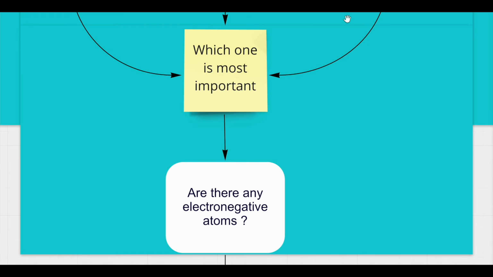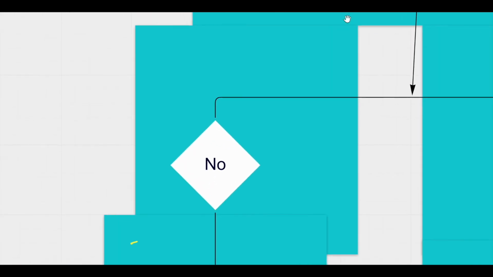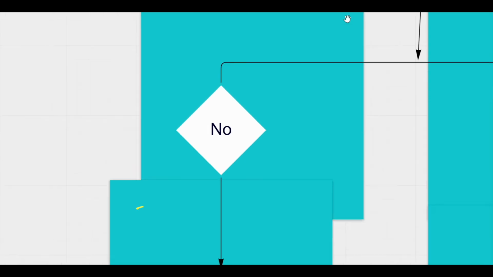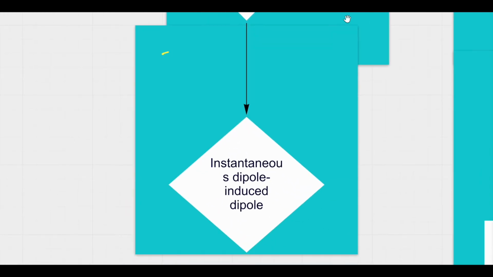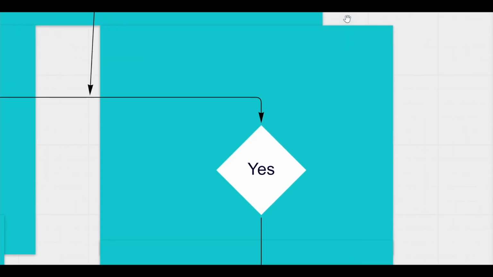So when you do that, you need to think, well, are there any electronegative atoms? You want to see if there is going to be a difference between the electronegative values. Now, carbon and hydrogen, there's hardly any difference. Between carbon and fluorine, there's a big difference. So let's say there aren't. So it's something like methane or ethane, there's not a huge difference. In which case, we're going to have instantaneous dipole-induced dipole forces of attraction. Let's now consider if there are.